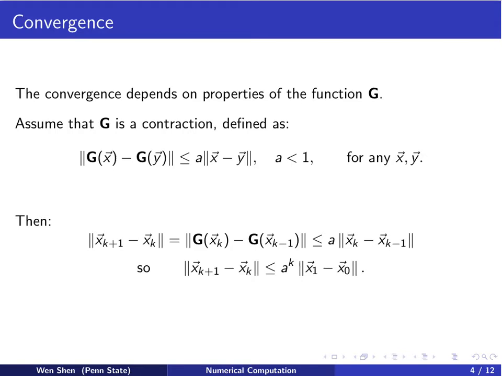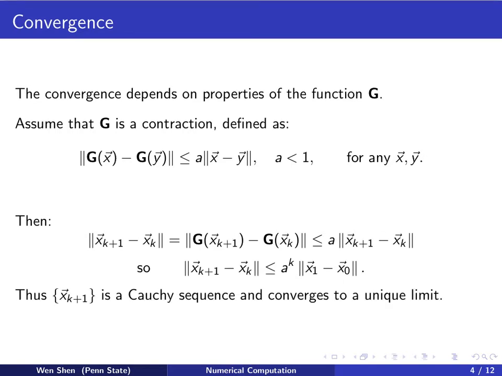By a simple induction argument, we reach that xk plus 1 minus xk in the norm will be less than a to the power k times the distance between x1 and x0. Therefore, xk forms a Cauchy sequence, and by a standard analysis theorem, this converges to a unique limit.